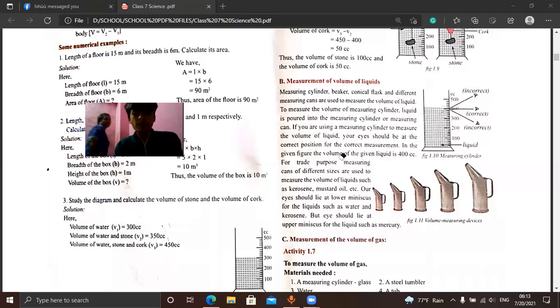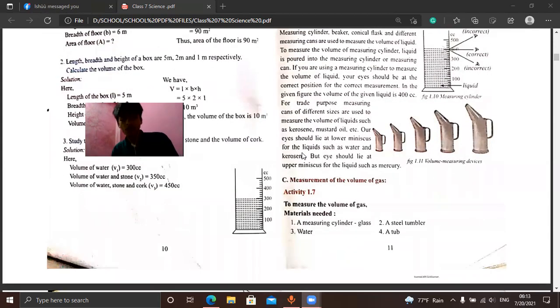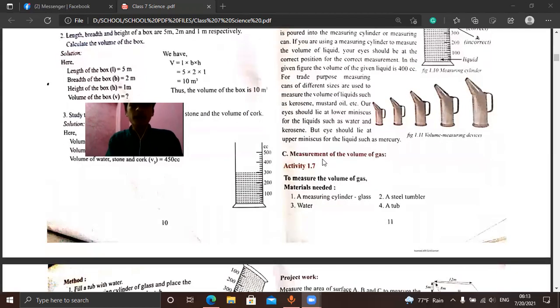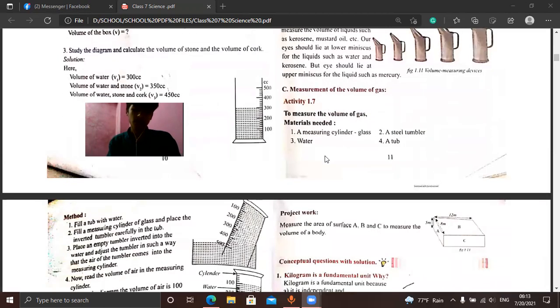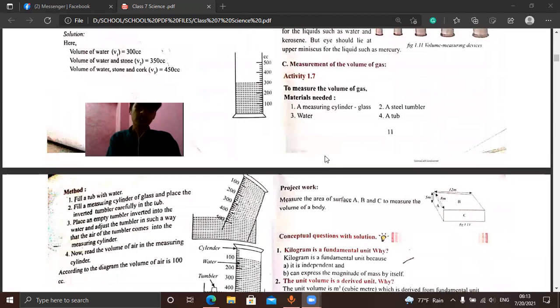Then, measurement of volume of gas. Again, another thing we have learned to measure. We have measured the volume of solid by keeping it in water. Now we have learned to measure the volume of liquid. Now we have the measurement of the volume of gas. How to measure it?